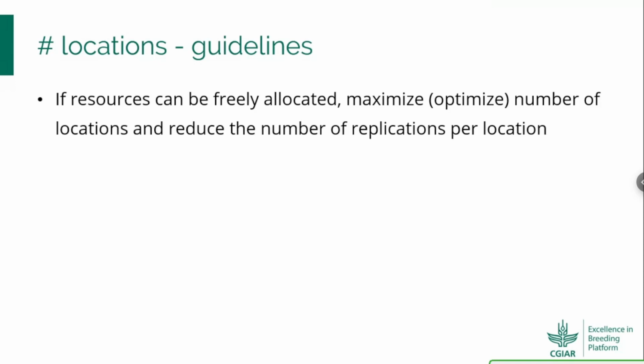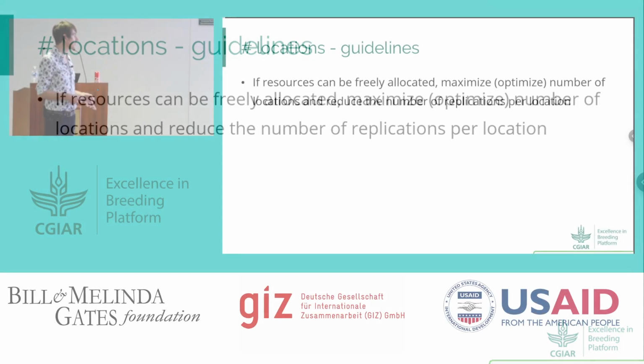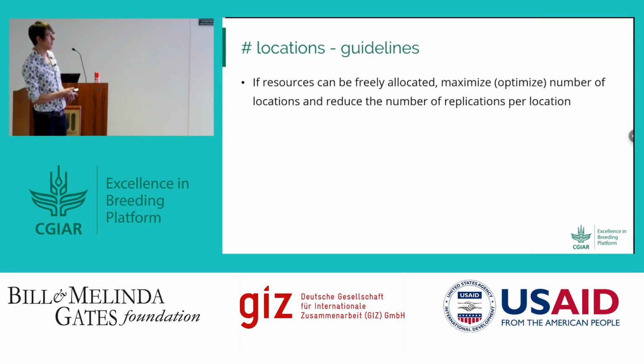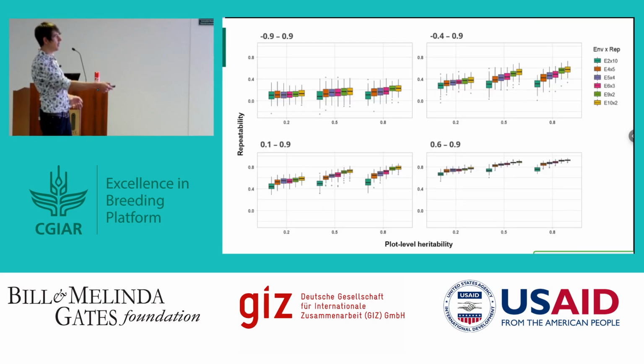Number of locations. Well, this is where now the practical component again comes in. If the resources can be freely allocated, maximize or optimize the number of locations and reduce the number of replications per location. That is what we did here. You have a fixed set of plots that you can put in the field. Optimally, you go here. You go to as many locations as possible and reduce the number of replications within. However, again, we know this is not always possible. You probably won't be able to go from 2 to 10 locations, at least not within 1 or 2 years. But in that case, maybe try to go from this to this one, because this is where you get a lot of benefit.